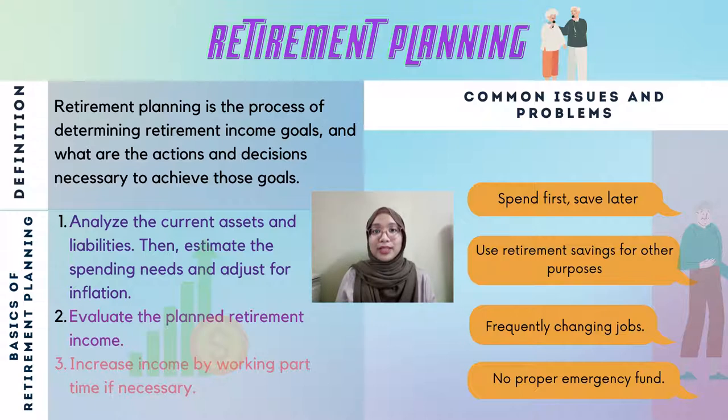Number three, frequently changing jobs. Time taken to choose another job is wasted, with no retirement savings collected. Number four, no proper emergency funds. People with no proper emergency funds tend to use their savings during emergencies. This could also affect their savings for retirement.